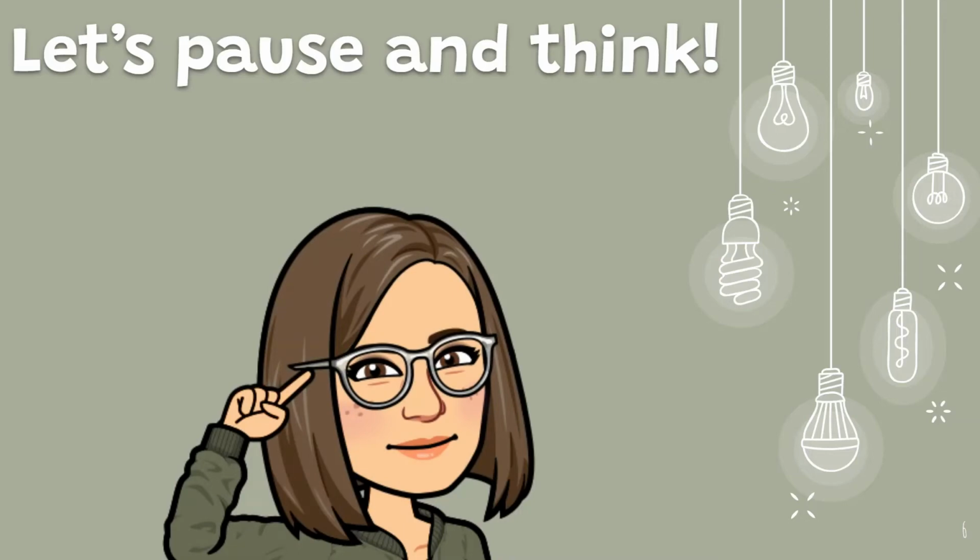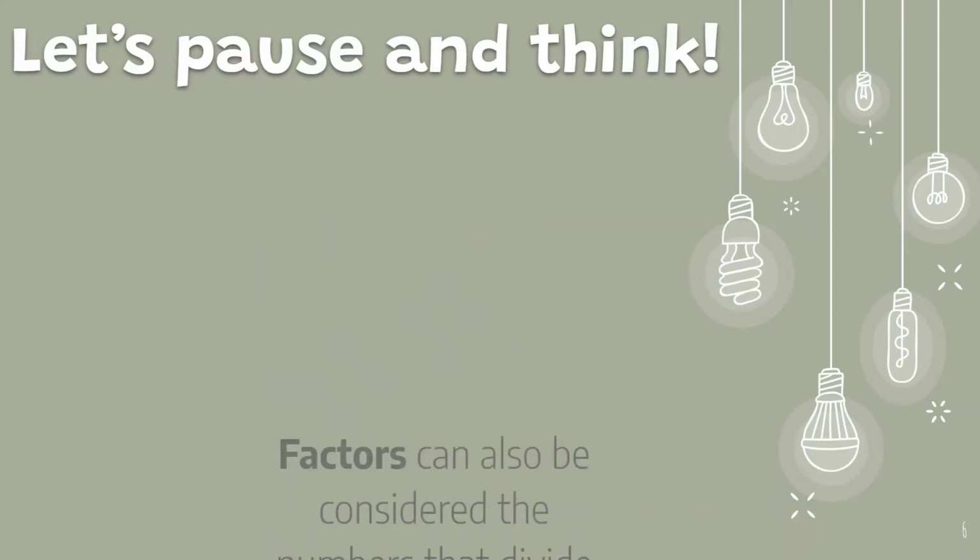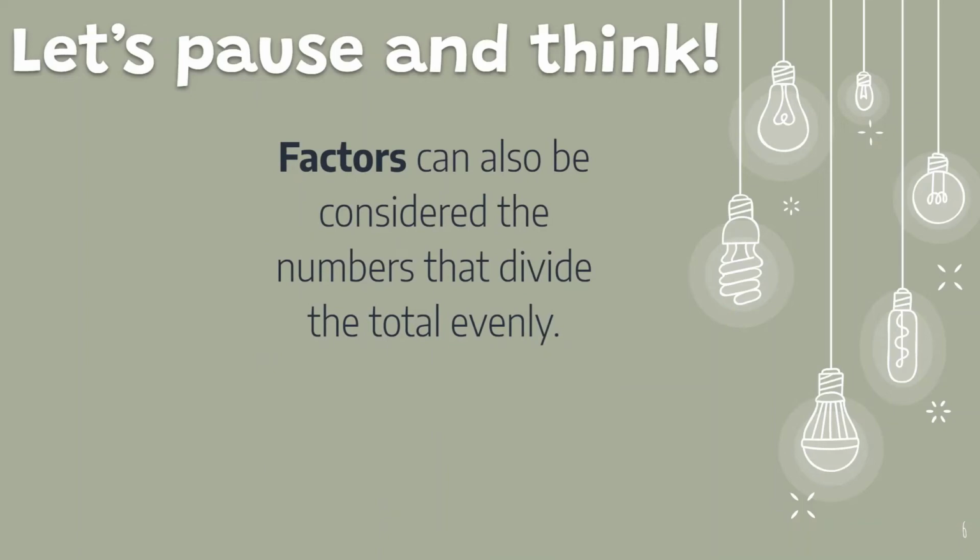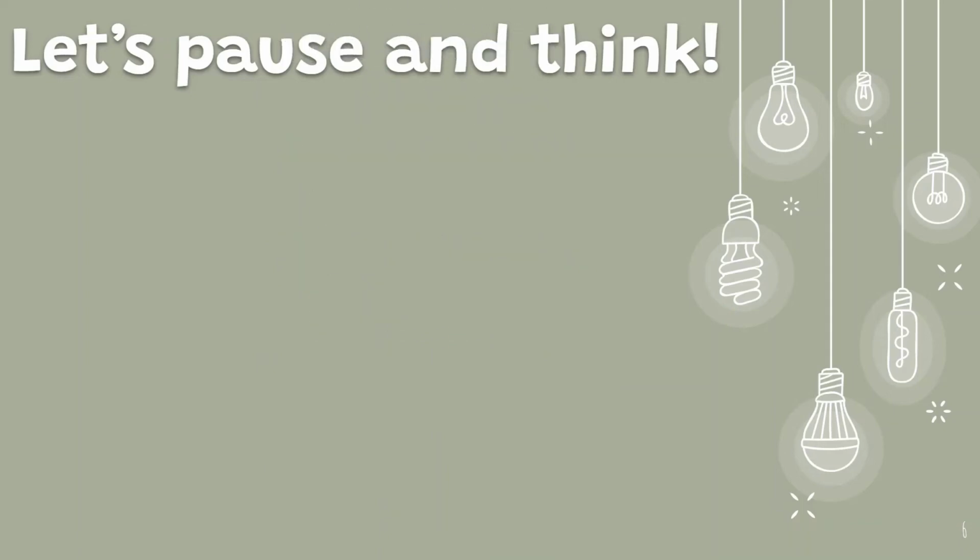Let's pause and think about this with some tangible objects. In the last video, we showed that factors can also be considered the numbers that divide the total evenly. So let's expand on that thought. Like our last example, let's look at the factors of 18 and 30.